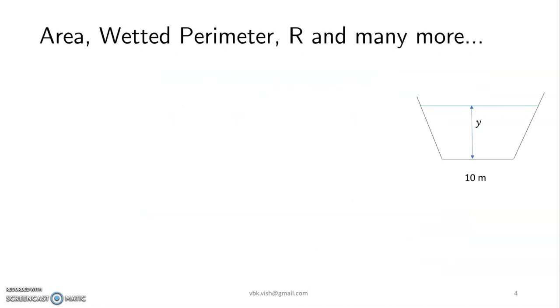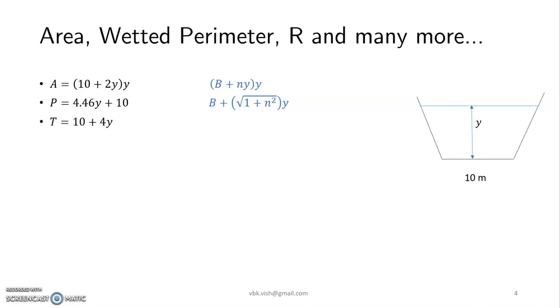First, we calculate the geometric parameters such as area, wetted perimeter, and then hydraulic radius for the given cross section. How do we calculate area? According to the formula (b plus ny) into y, area is (10 plus 2y) into y. Wetted perimeter is b plus y into square root of 1 plus n square. P equals 4.46y plus 10.